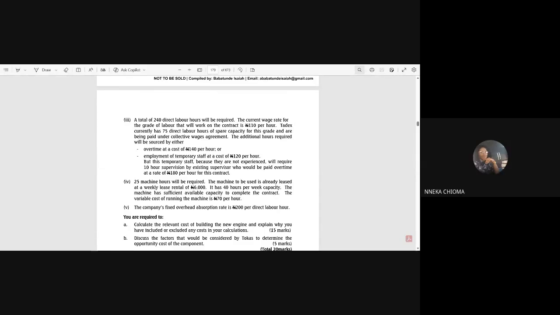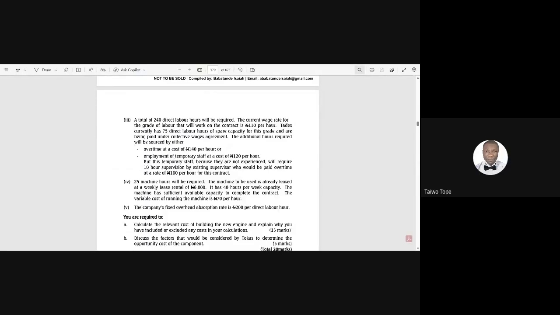So we are going to choose. So they say that they are going to employ temporary staff, overtime, or they will ask a supervisor to supervise them at the cost of 180, and those laborers are inexperienced, they will pay them 120. So we'll choose the lower cost. So we're going to choose the lower cost because 120 plus additional 180 that will pay the supervisor is going to be a lot of cost. So we'll just pay the laborers overtime of, is it 140?